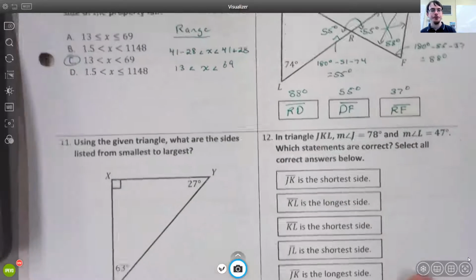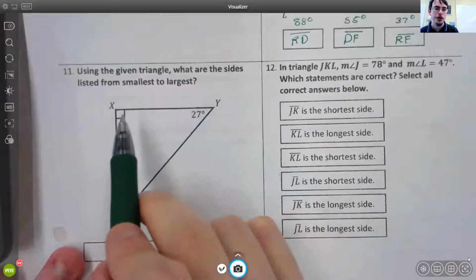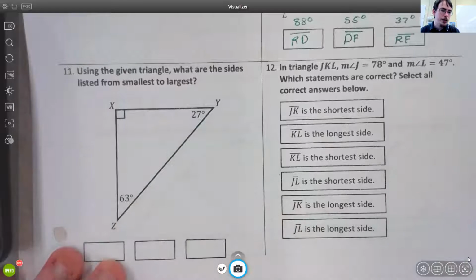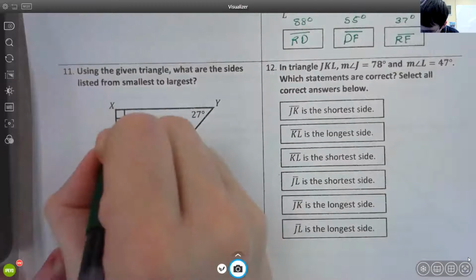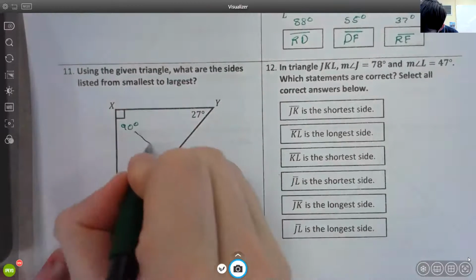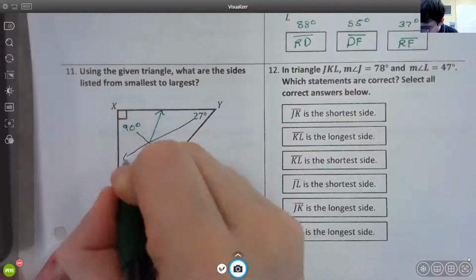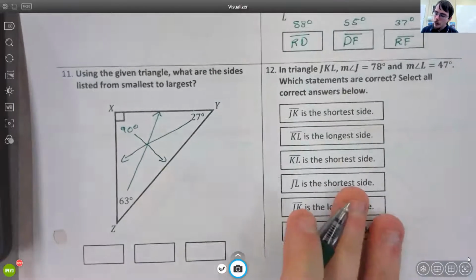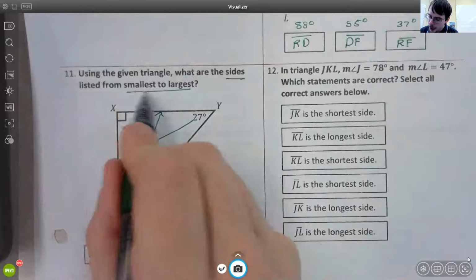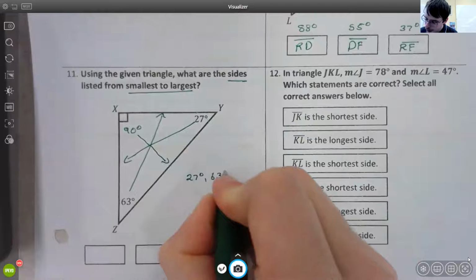Number 11. Using the given triangle, what are the sides listed from smallest to largest? So again, what should stand out pretty quickly to you is this right angle here, which is 90 degrees. And then I'm going to draw my arrows because I already know all my angle measures. So we're wanting to do the sides from smallest to largest. So our angles from smallest to largest are 27, 63, and 90.